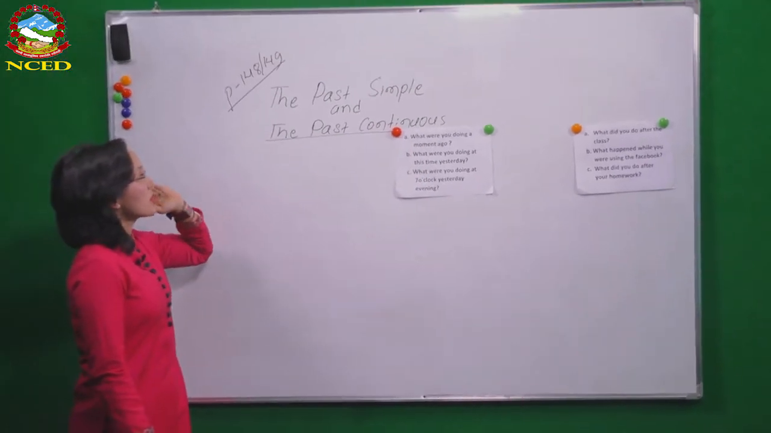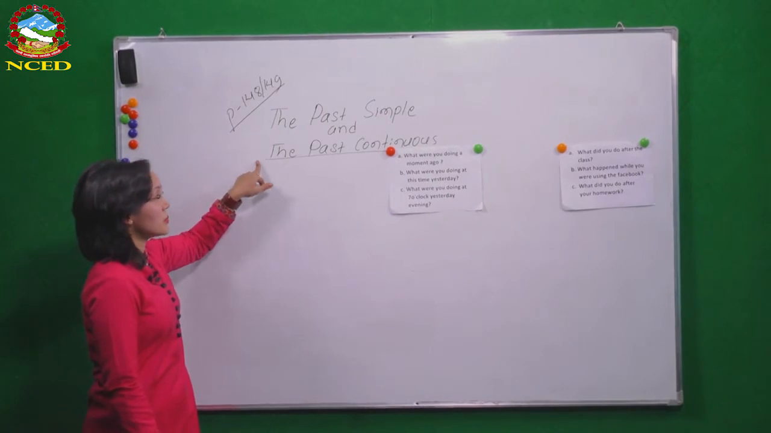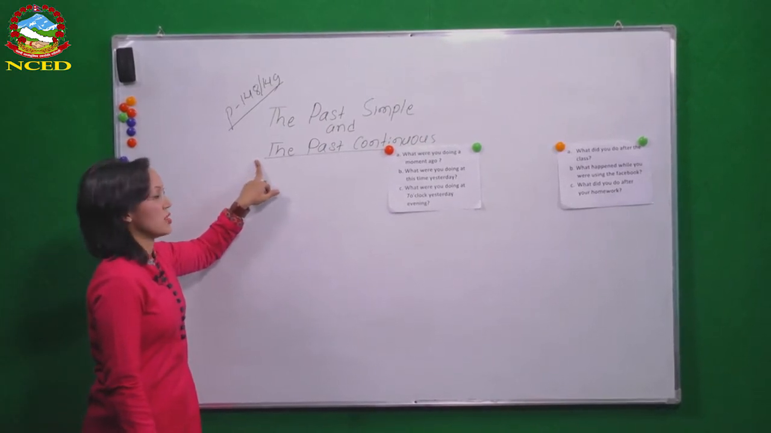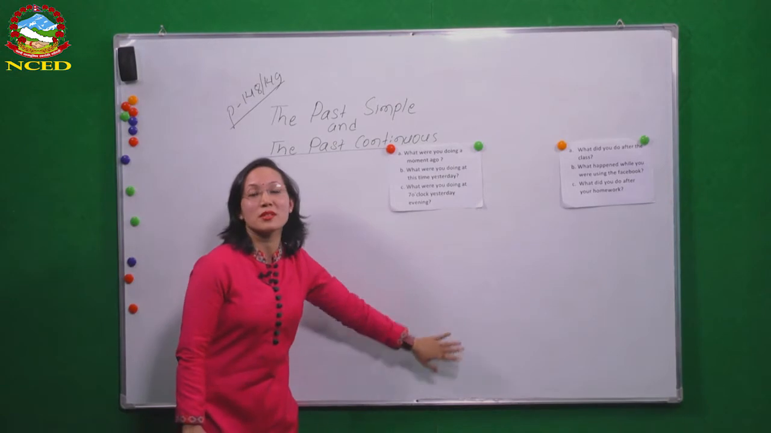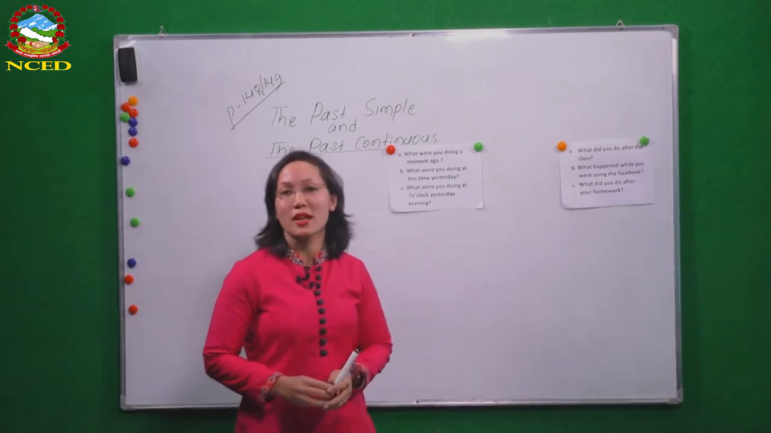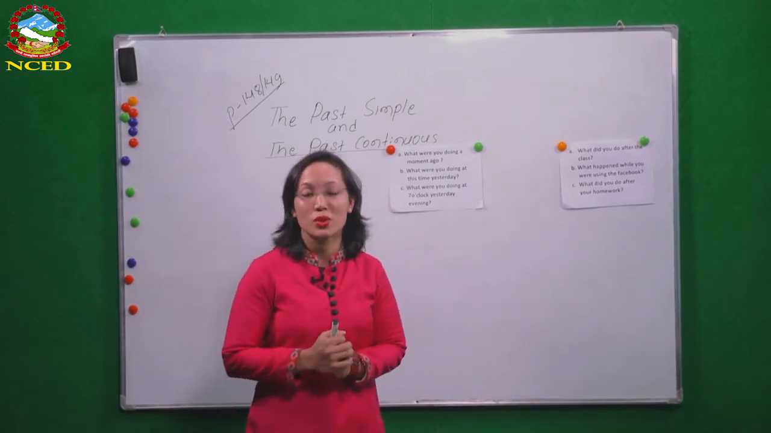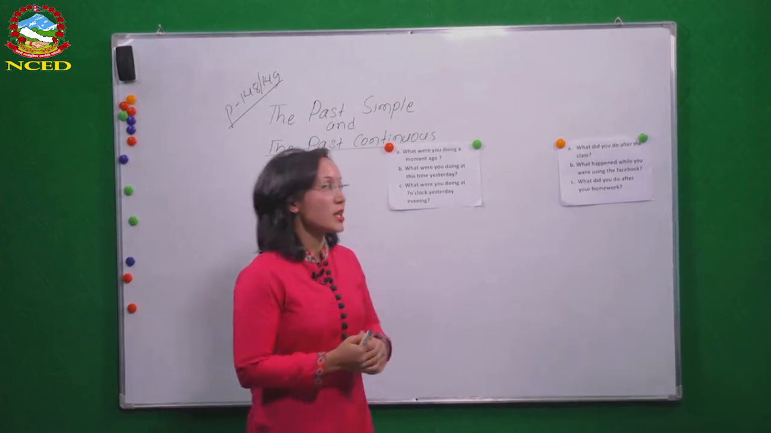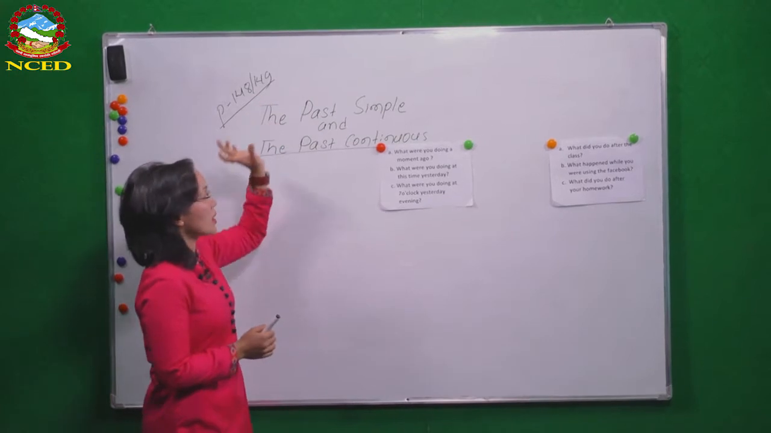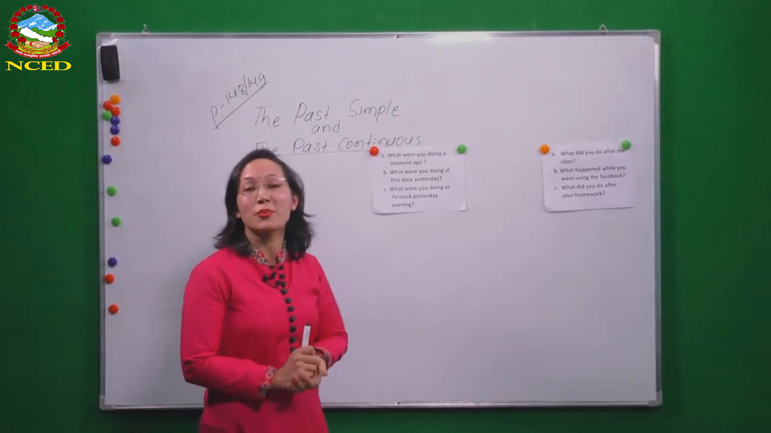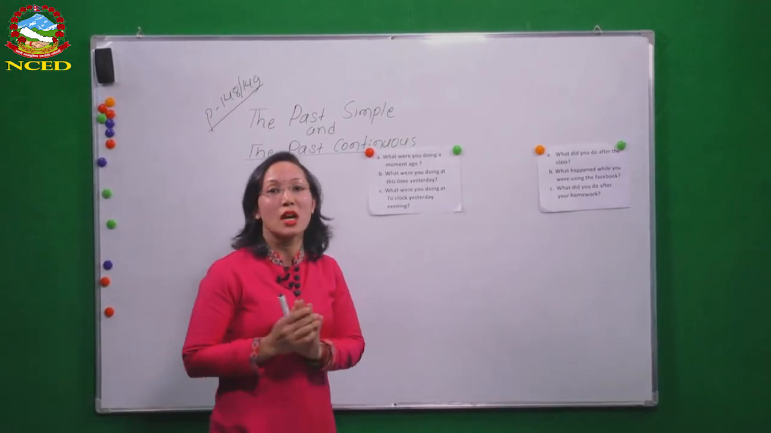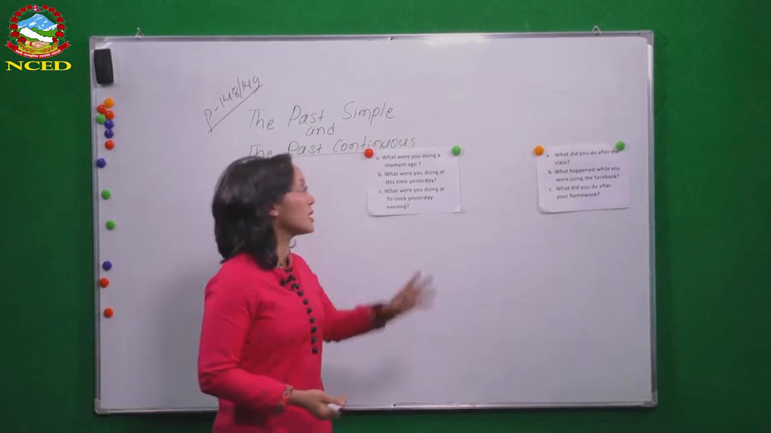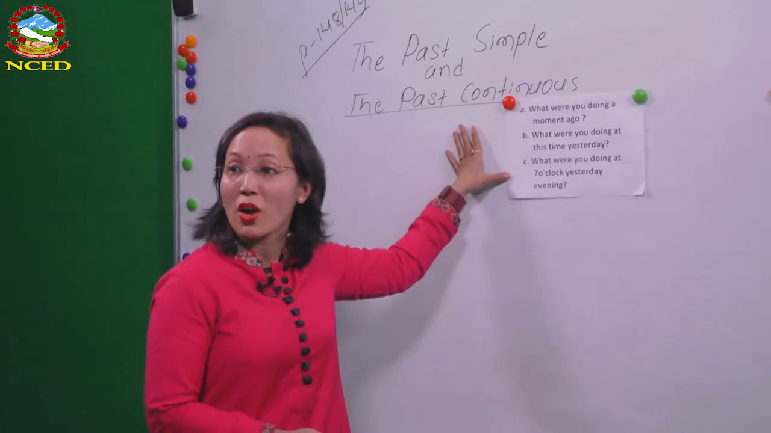The topic for today is the past simple and the past continuous tense. Tense always refers to the time of actions. As we all know, in tense we have three broad categories: present, past and future, and these two are subcategories of past tense.